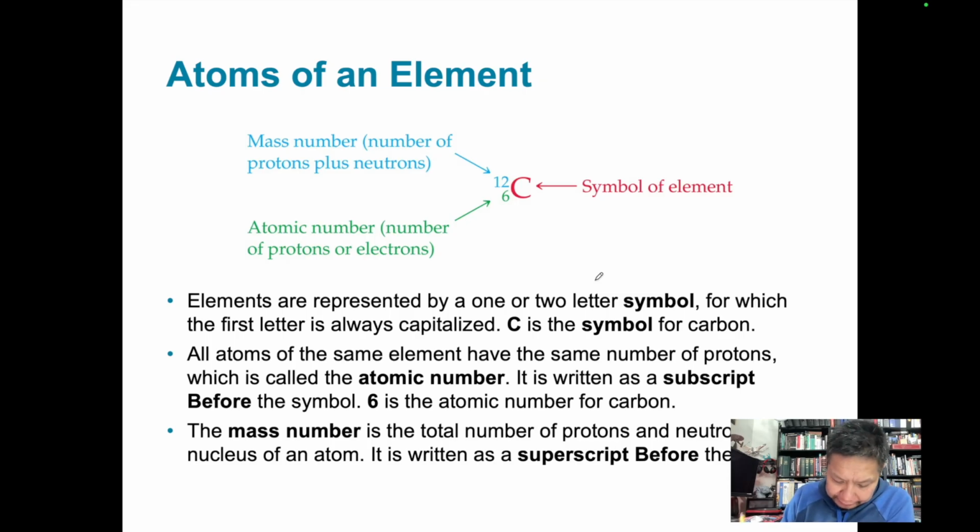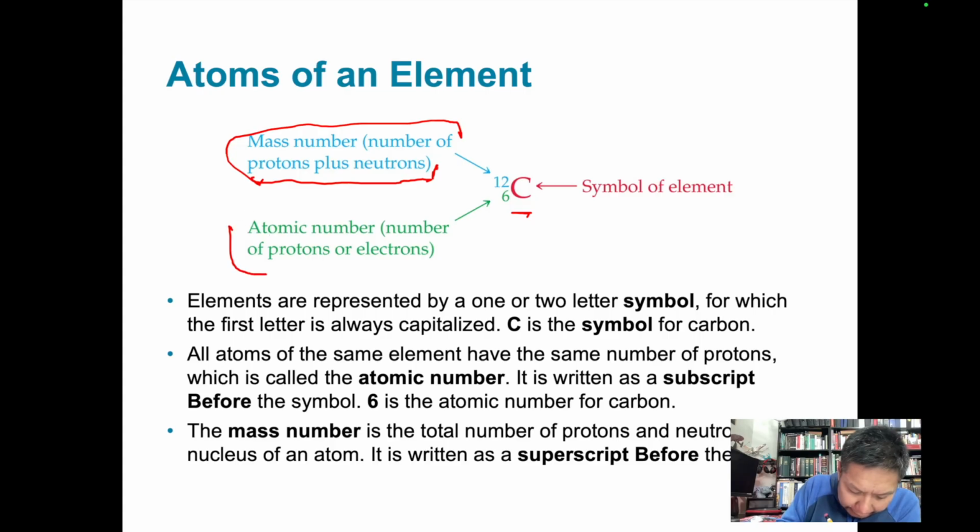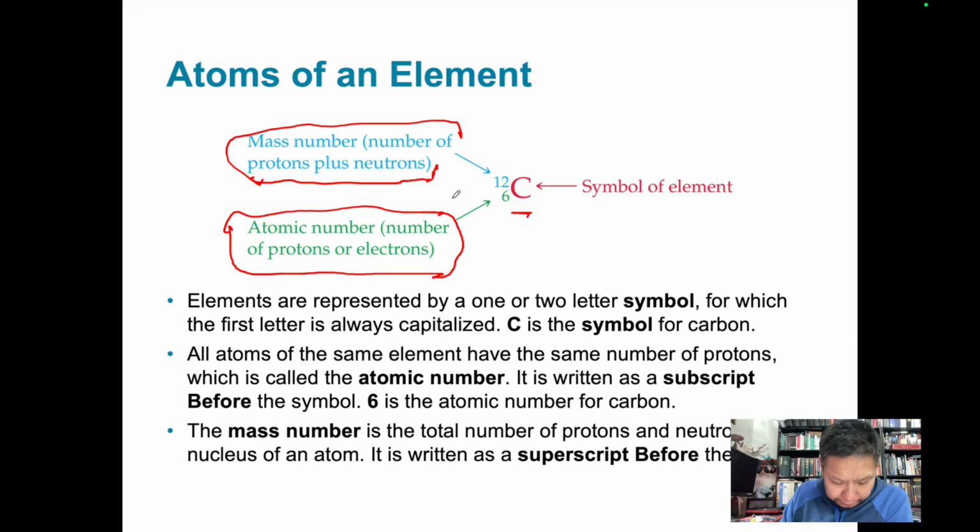Then we can take a look at this particular notation here, where the element is notated by a symbol. So here's C for carbon. When we write it like this, we have a number here, and this number is what we call the mass number. The mass number is the number of protons plus the number of neutrons. Then we have the atomic number, and the atomic number is the number of protons. Again, the number of protons tells you the identity of the atom.